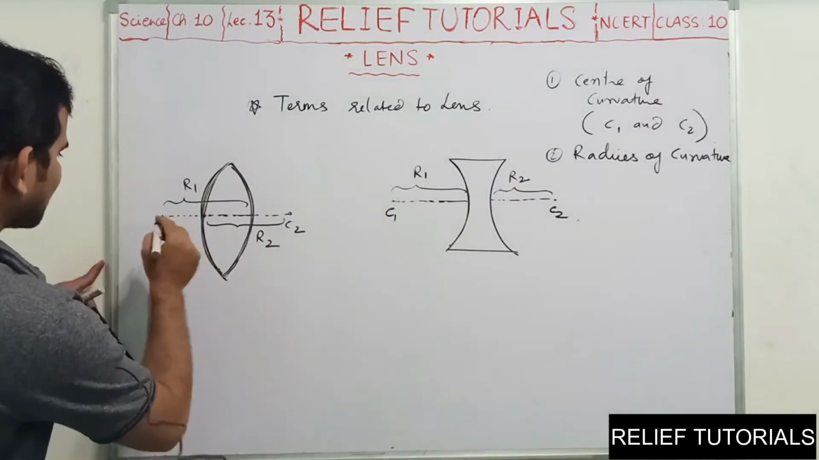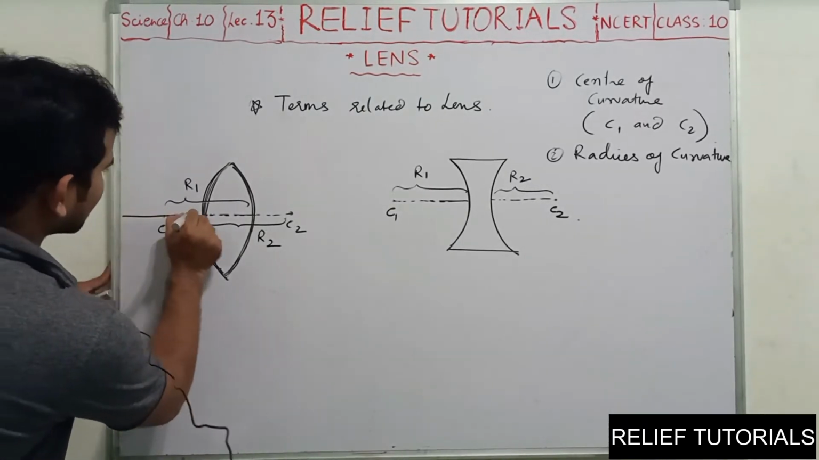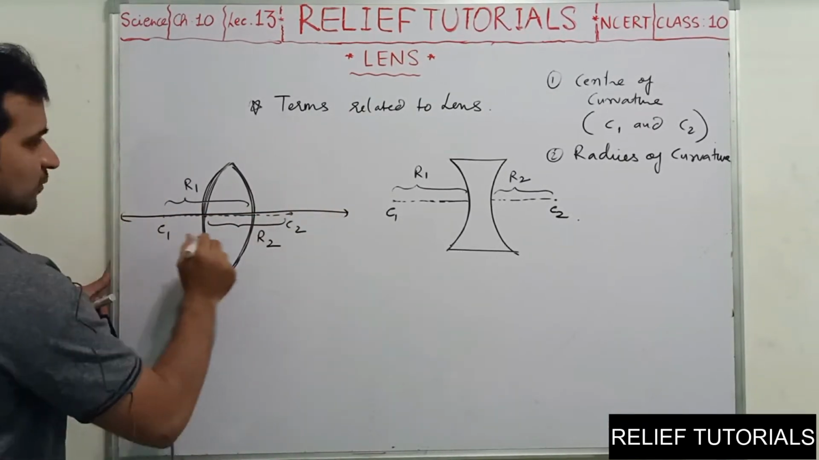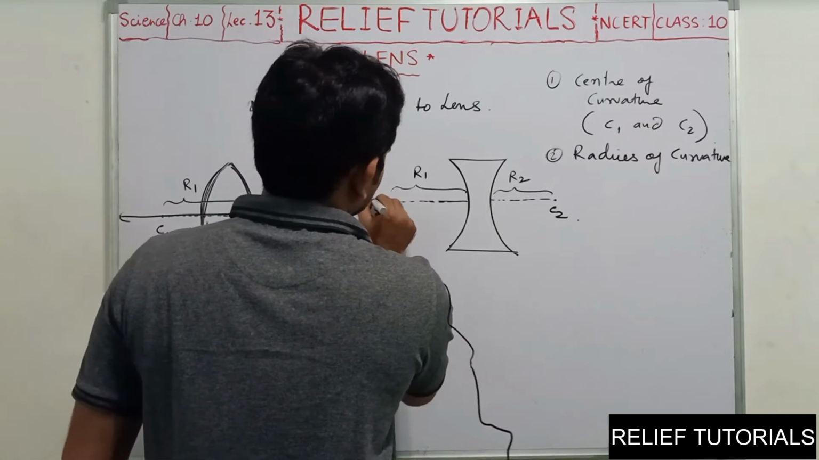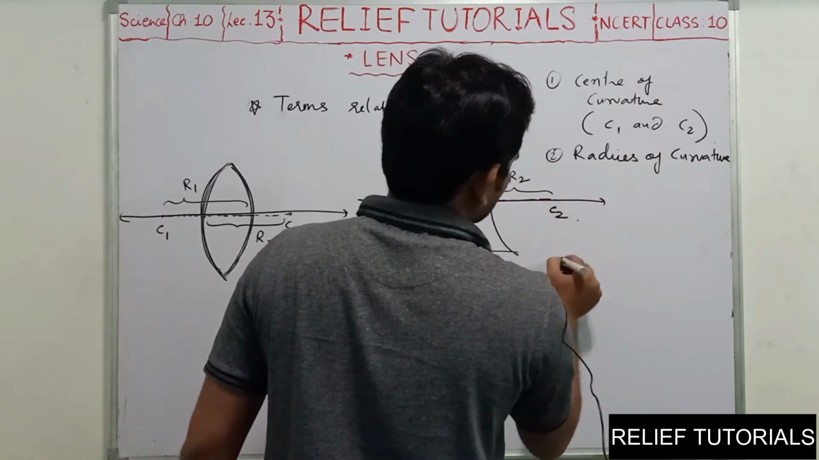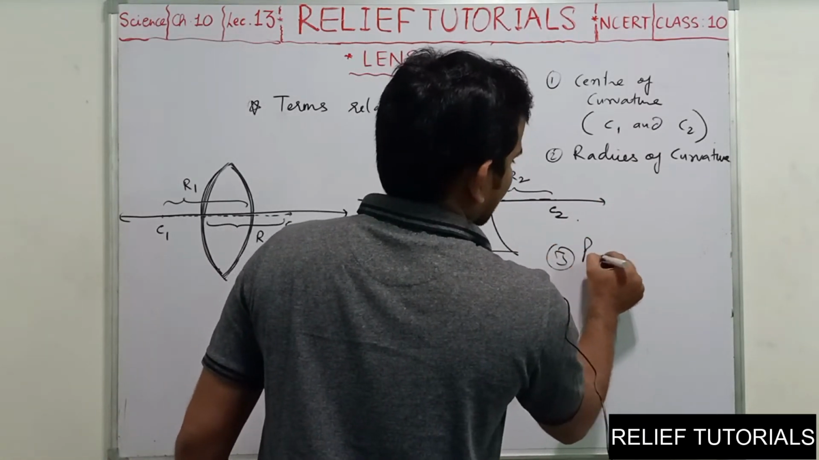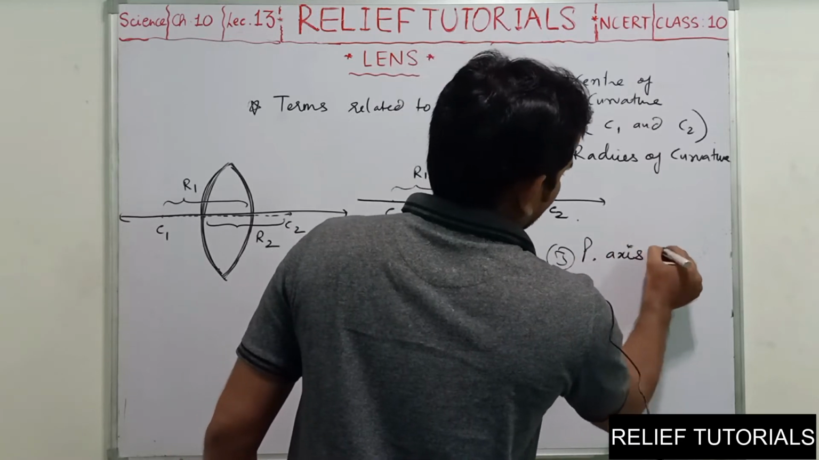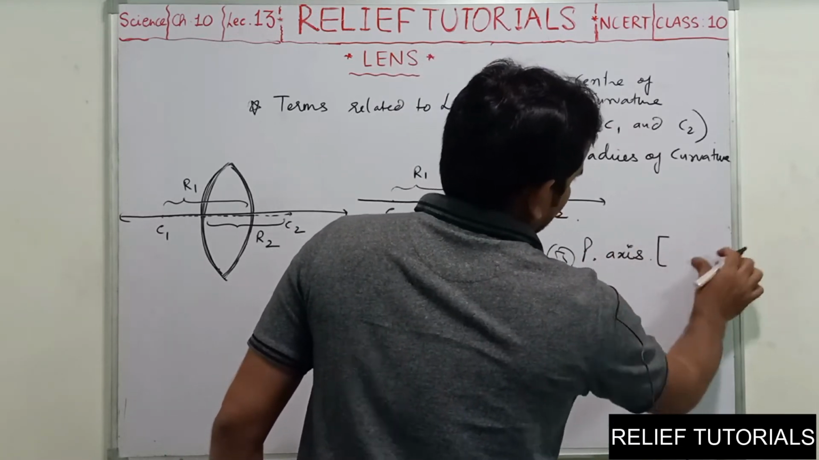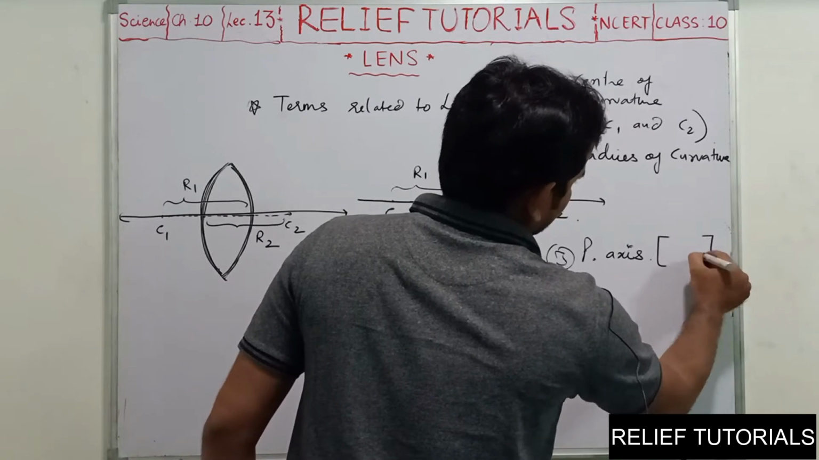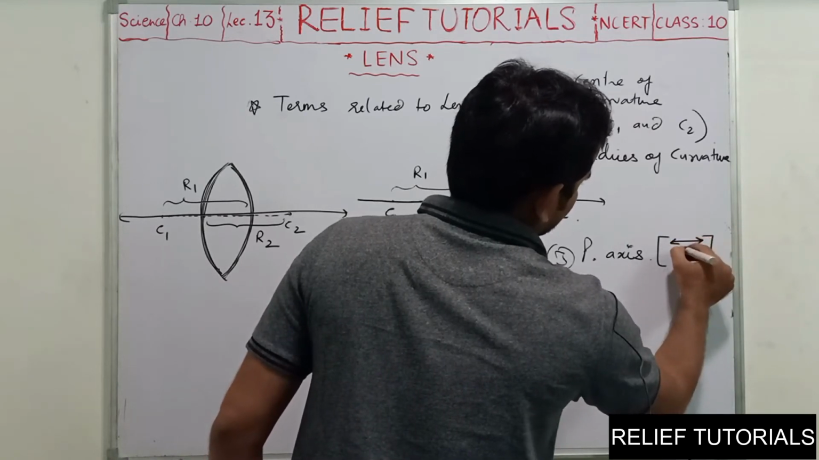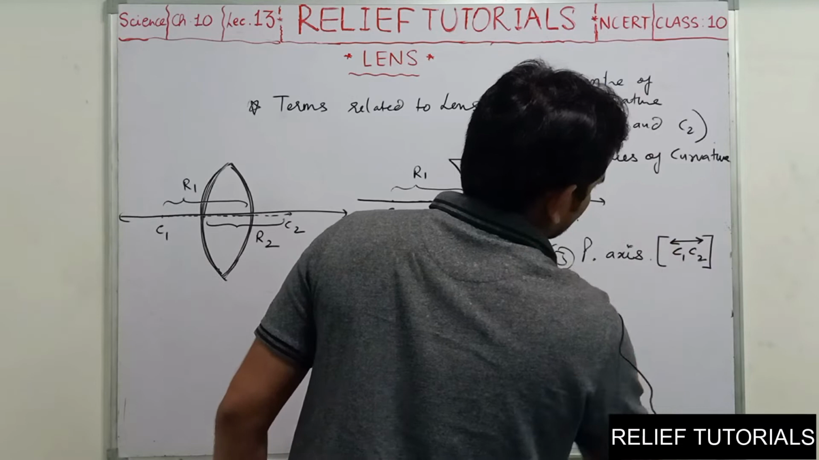Okay, now the imaginary line passing through C1 and C2. In both the cases, the imaginary line passing through C1 and C2 is called principal axis. So in mathematical notation we can write principal axis means line C1, C2.